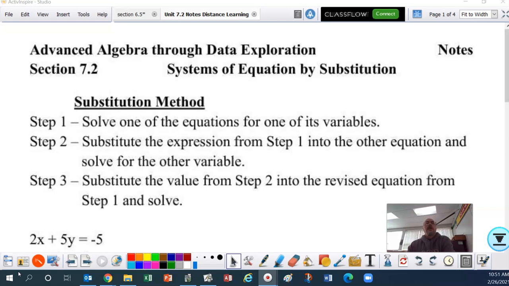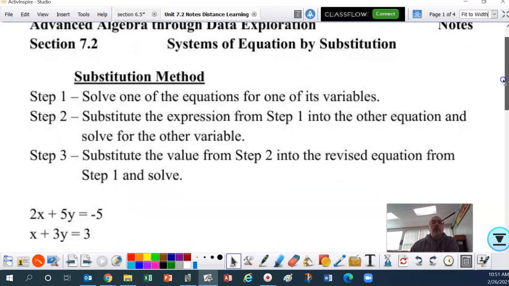Let's look at Unit 7.2. We're going to solve systems of equations by substitution. The steps are listed right here. You might want to pause and write them down if you need to.